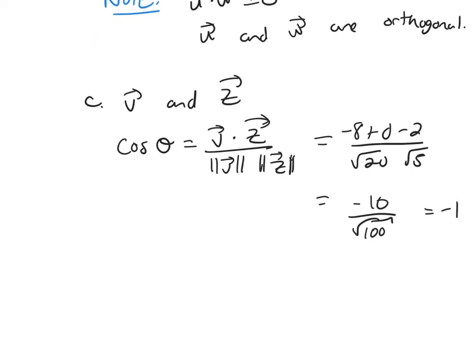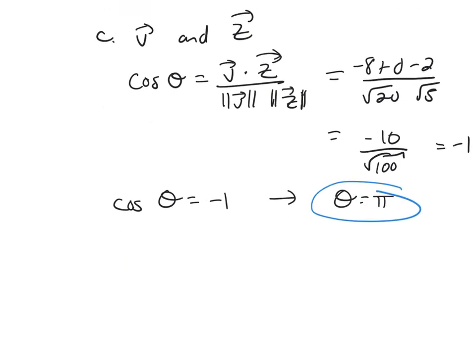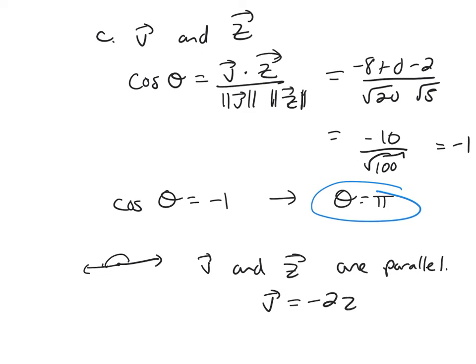So again, think about the unit circle, where is cosine equal to -1? When theta is pi. Well, if theta is pi, the angle between these two vectors is pi. What do we know about these vectors? If the angle between them is pi, these vectors are parallel. So I could say that v and z are parallel. In fact, v is -2 times z.